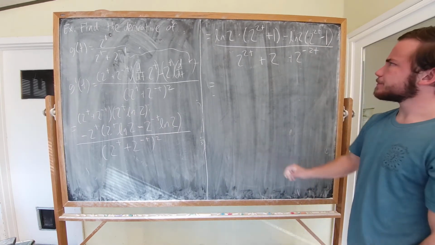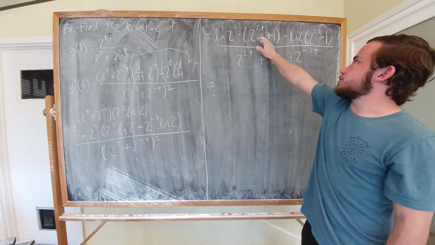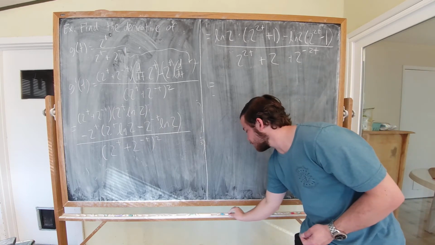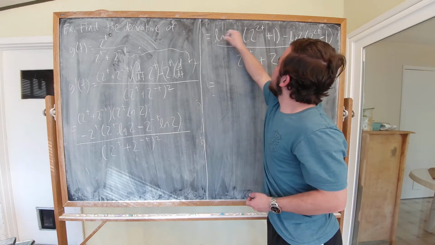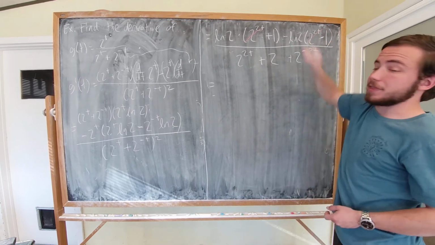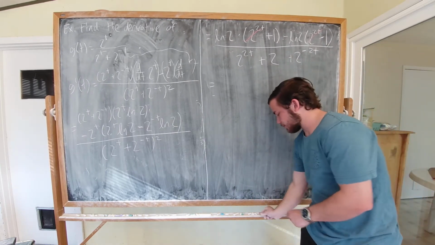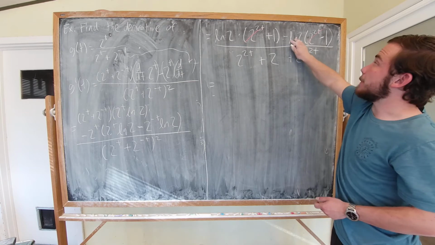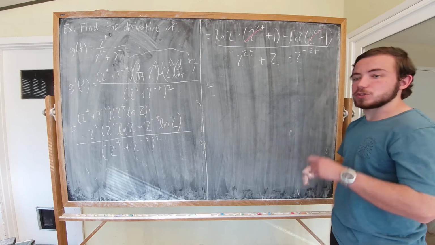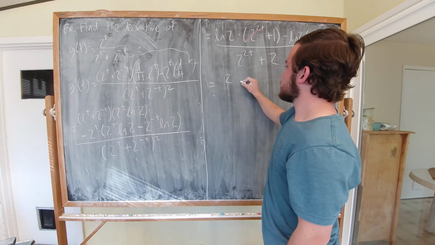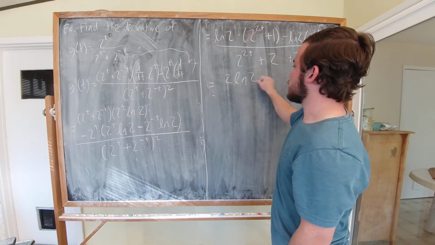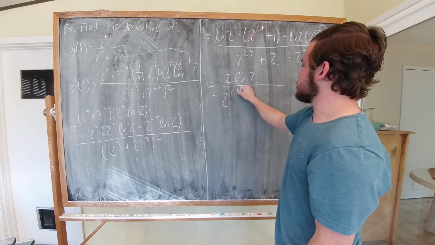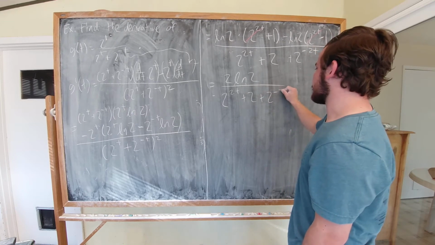Okay, let's simplify. We have a natural log of 2 times 2 to the 2t, and we have a negative natural log of 2 times 2 to the 2t. So those cancel. Those will cancel each other with the natural logs of 2, of course. Right, they have the same factor in front. Then we have plus natural log of 2 minus negative natural log of 2. So plus another natural log of 2. So we have plus 2 natural log of 2, divided by 2 to the 2t plus 2 plus 2 to the negative 2t.